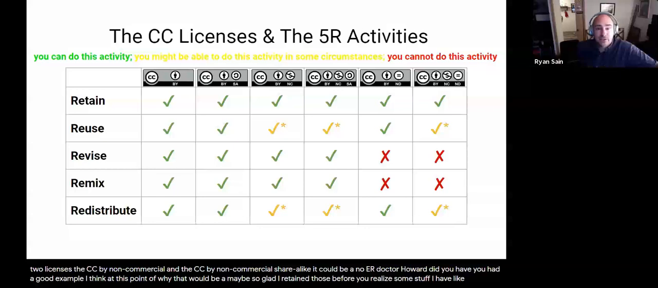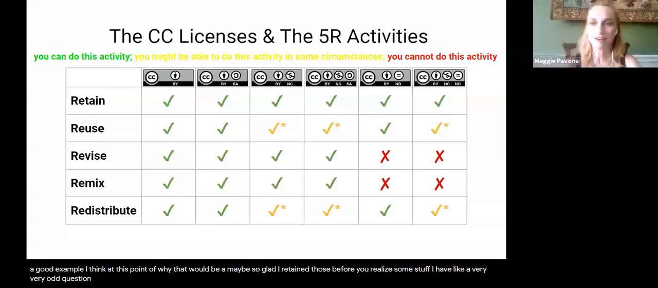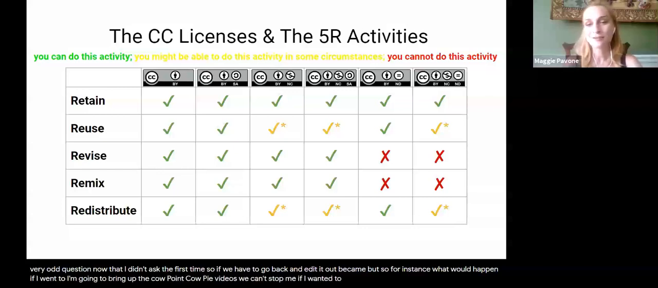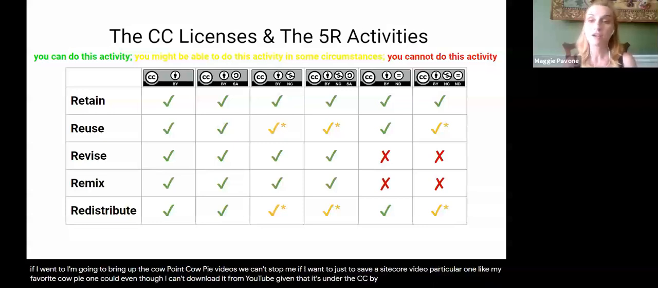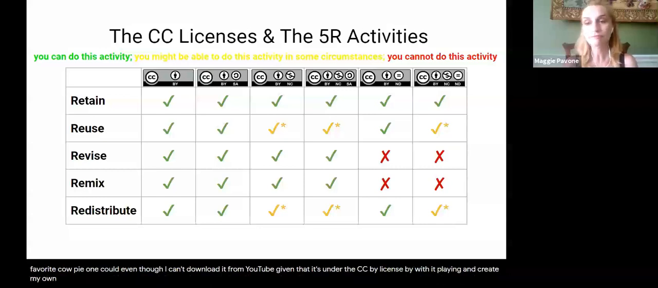Yeah, that's a nasty little conundrum. A very odd question now that I didn't ask the first time, so if we have to go back and edit it out, we can. But for instance, what would happen if I went to, I'm going to bring up the cowpie videos. You can't stop me. If I want to save a Sitecore video, like my favorite cowpie one, even though I can't download it from YouTube, given that it's under the CC BY license, would I be able to screencastify it while it's playing and create my own OER?